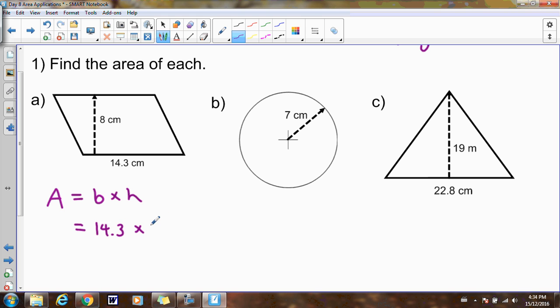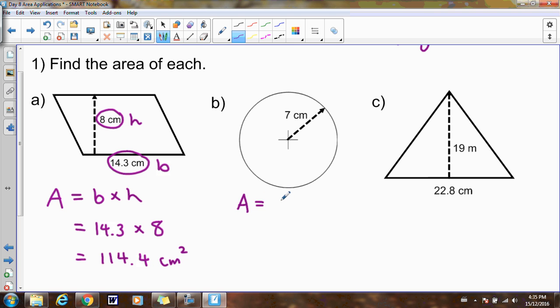14.3 multiplied by 8. The answer is 114.4 centimeters squared. Remember, this is the base. This here is the height. Okay, the next shape is a circle.